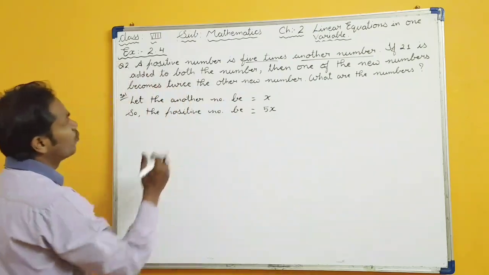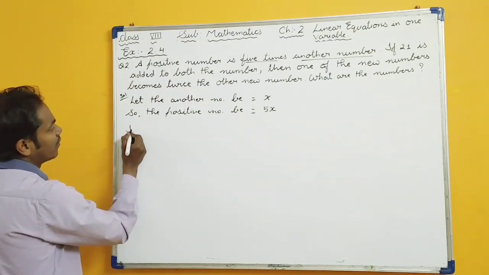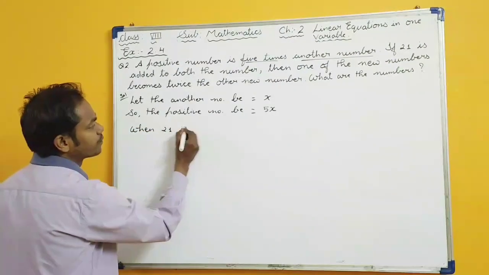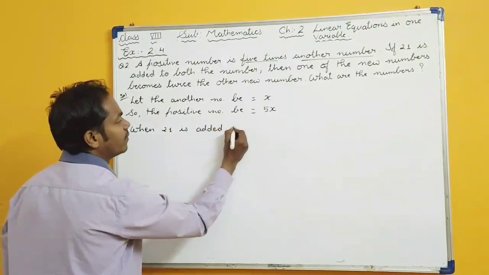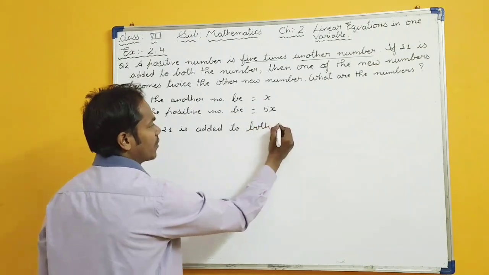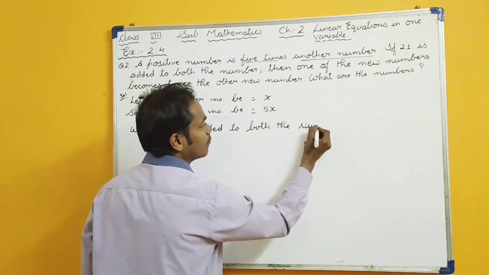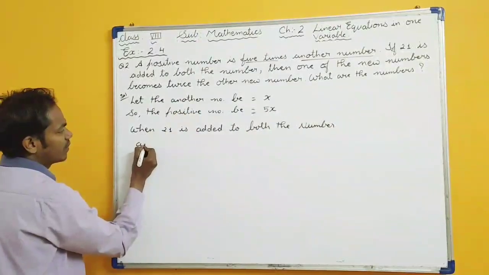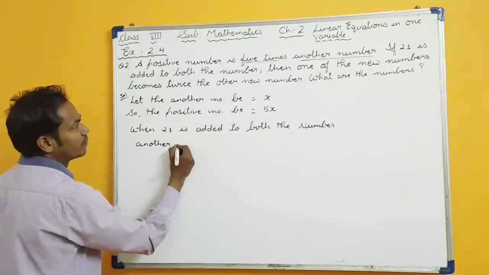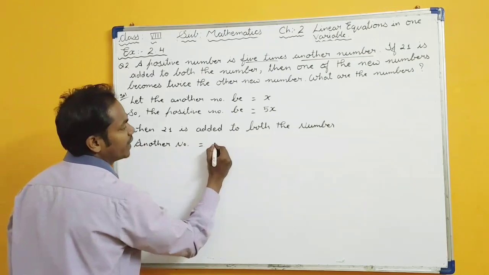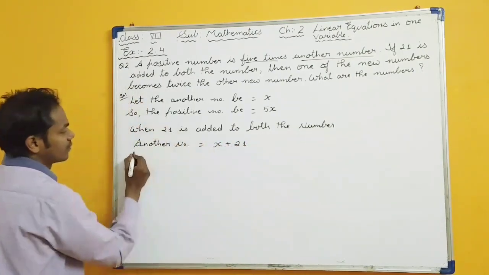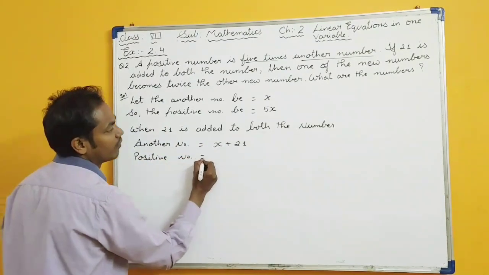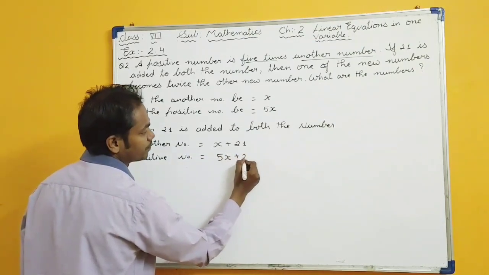If 21 is added to both the number, when you add 21 to both the number, so your number will become, this is your another number, so your another number will be x plus 21, and your positive number will be 5x plus 21.